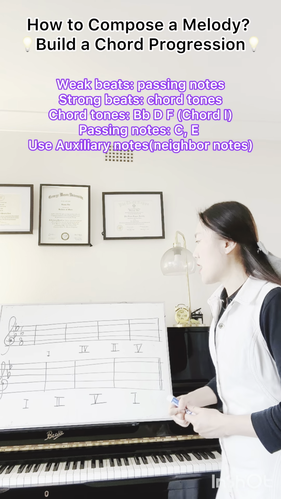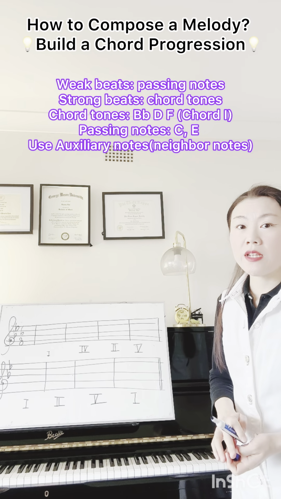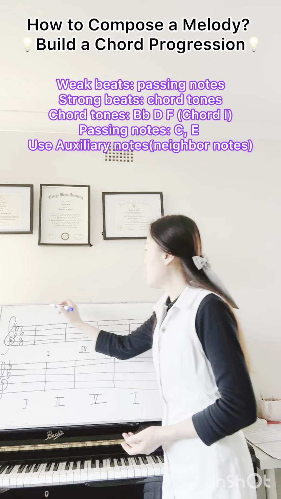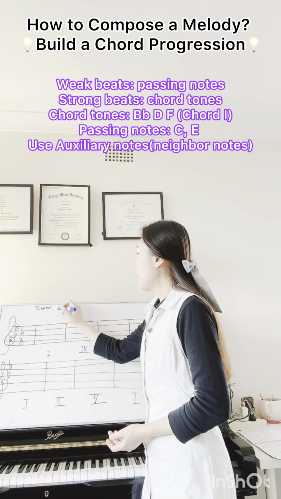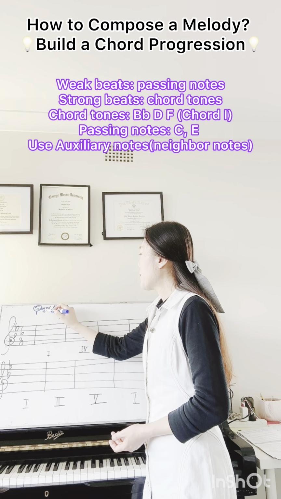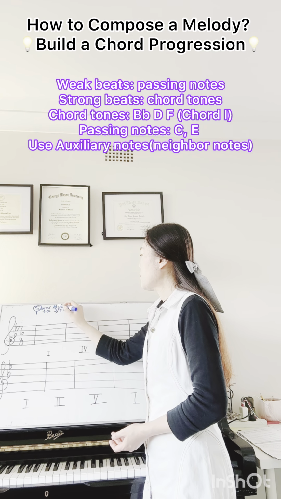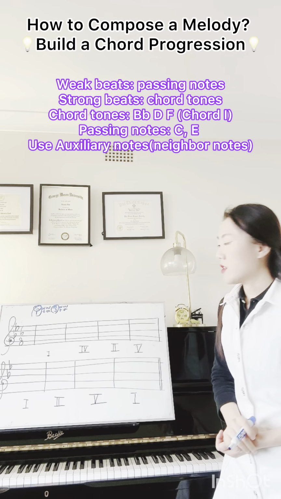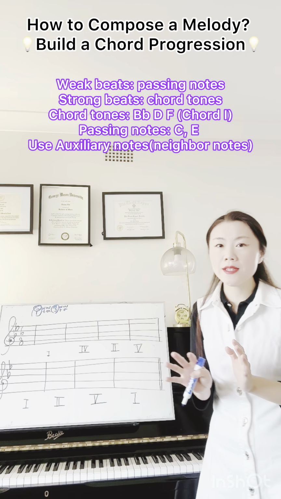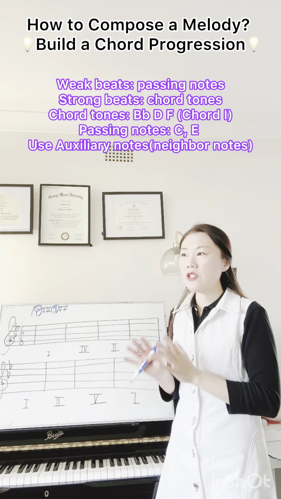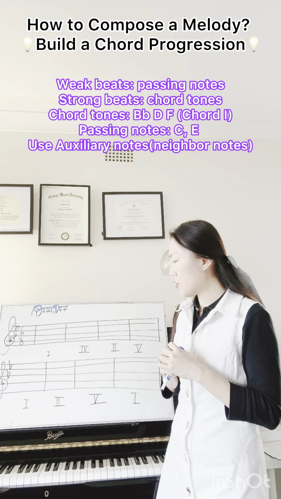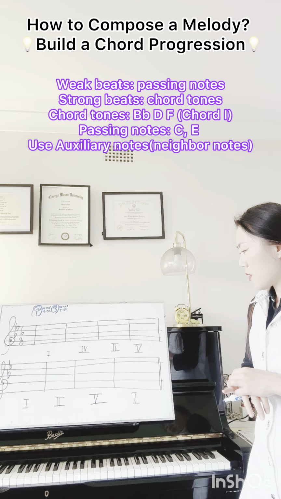So in 6/8 time, which beat is strong, which beat is weak? You have to understand how the accent occurs in 6/8 time. So strong, weak, weak, medium, weak, weak. Right? So on count 1 and count 4, you want to include the chord tones. And then on those weak beats, you can include the passing notes. A passing note is not part of the chord, it's a note between the chord tones. So you can use the passing tones to add interest to the melody.